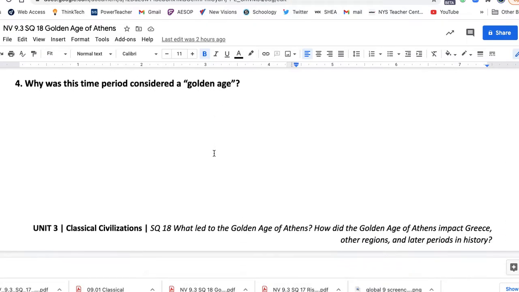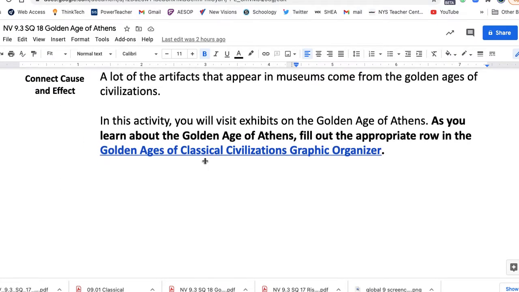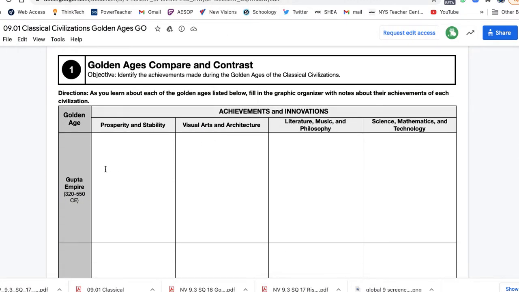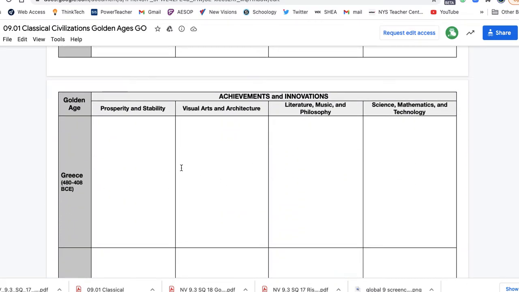A couple of questions here to answer about the Golden Age. Next here is the gallery walk, the museum walk. We did provide the graphic organizer, but this is a link to it. There are four different graphic civilizations. For whatever reason, the Guptas come first, the Hans come second. Here's Greece. This is the only one you'll be able to fill in through today's week.